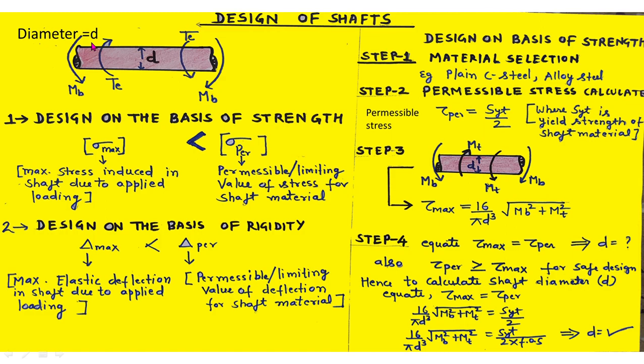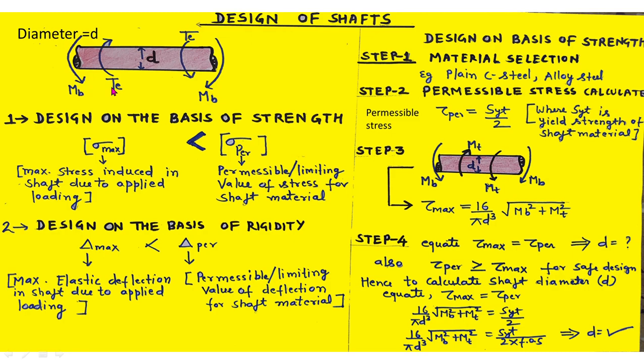Now generally, the shaft is subjected to many types of loads simultaneously. For example, you can see that this shaft in the figure is subjected to a bending moment denoted by MB and a twisting moment denoted by TE, as shown here. Now to design the shaft, we follow two criteria. On the basis of these two criteria, we can find out the diameter of the shaft.